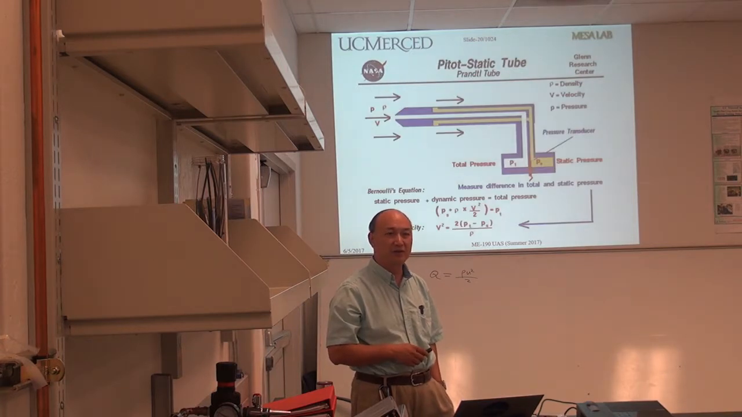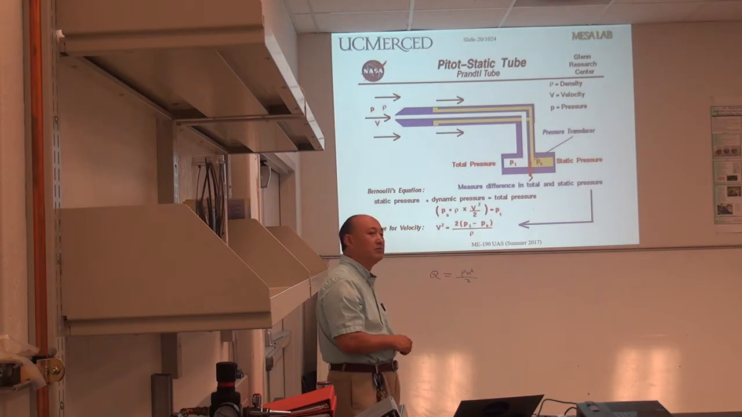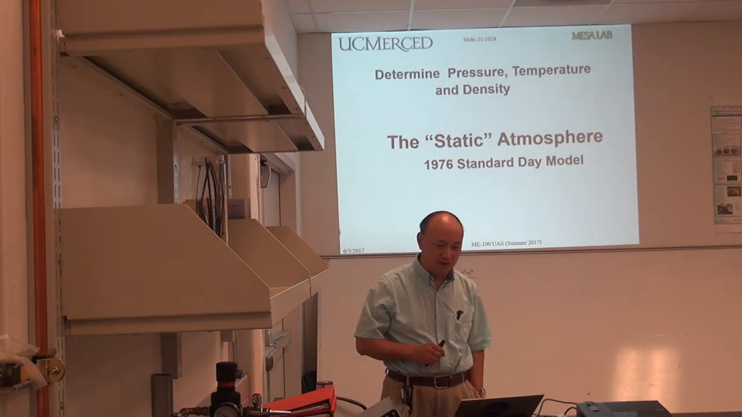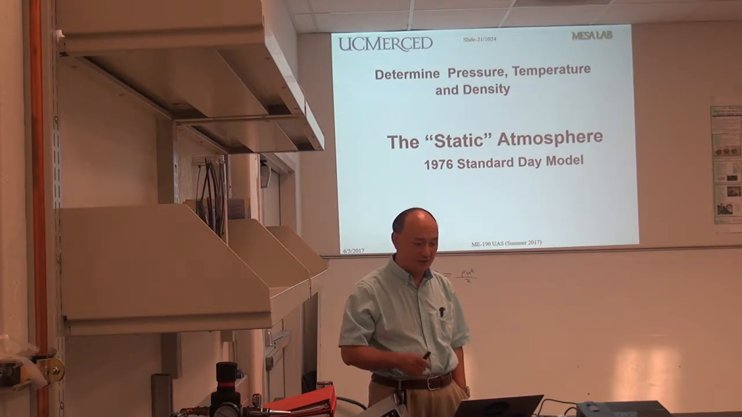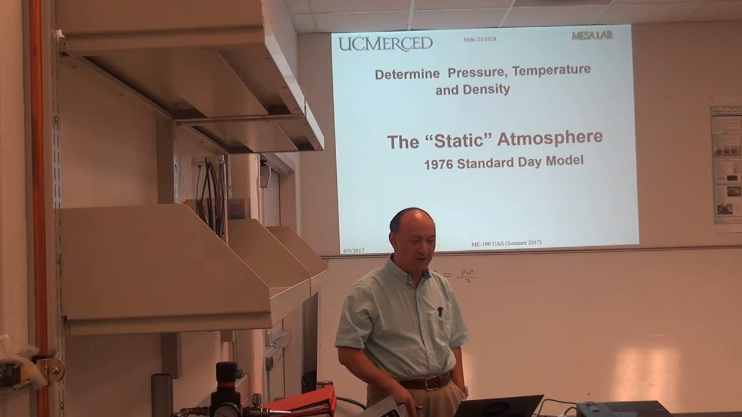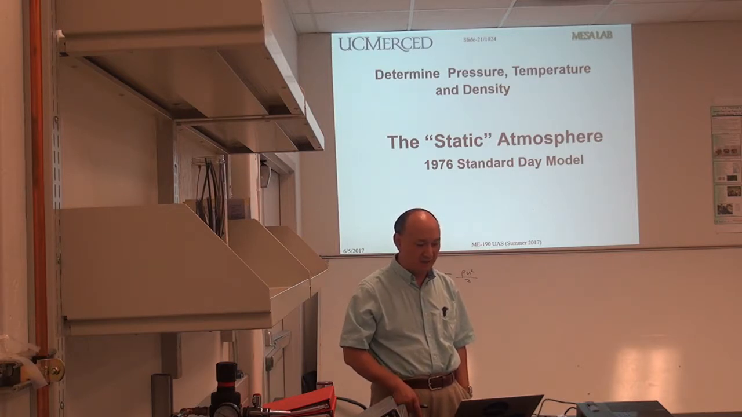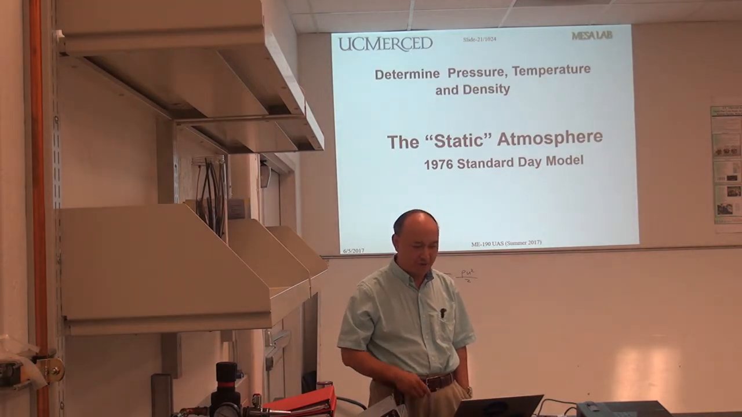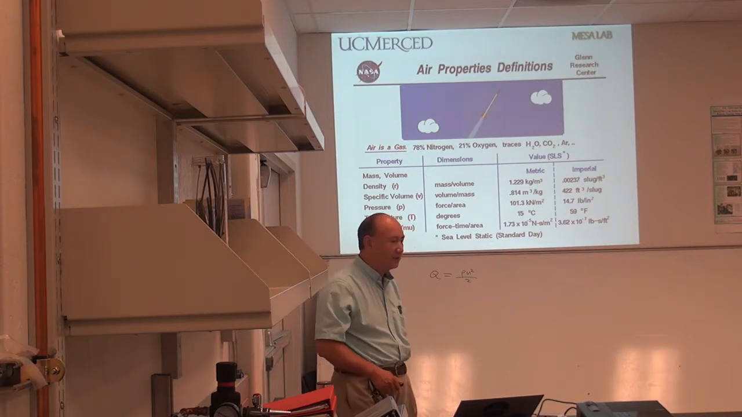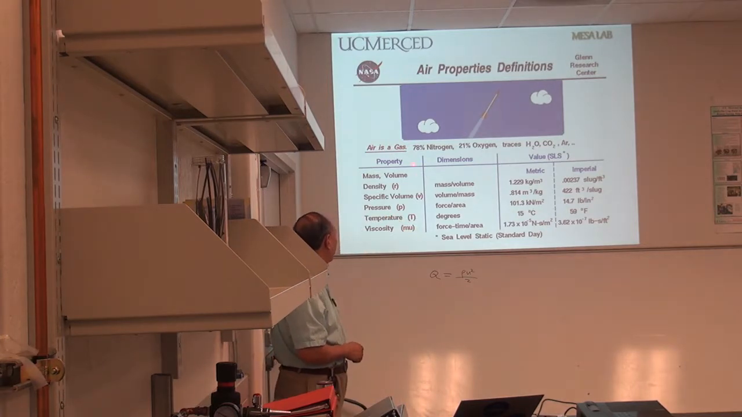Next, we are going to explain anything linked to the rho, the atmosphere. Pressure, temperature, density, they are correlated. So how are they related? There is an interesting thing called the 1976 Standard Day Model of Atmosphere. Air is a gas, like 78% nitrogen, 21% oxygen, and others are just CO2 and water and so on.